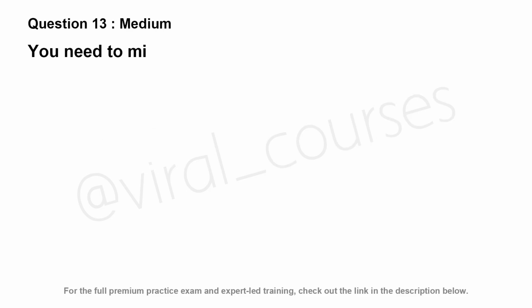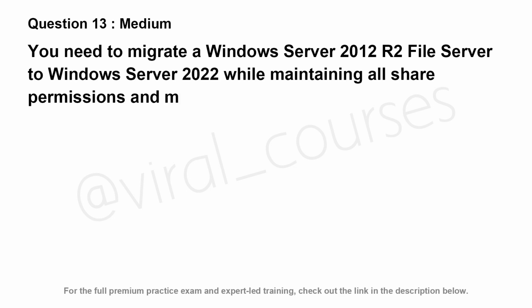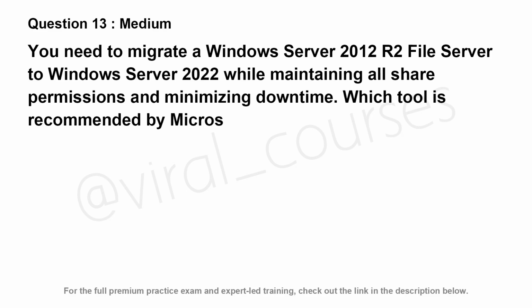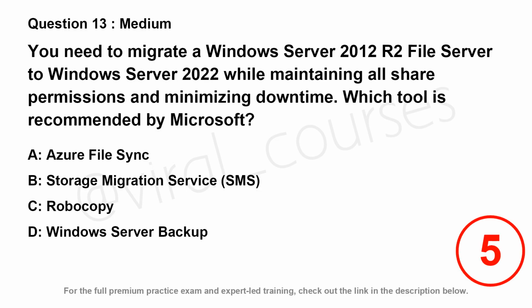You need to migrate a Windows Server 2012 R2 file server to Windows Server 2022 while maintaining all share permissions and minimizing downtime. Which tool is recommended by Microsoft? Option A, Azure File Sync. Option B, Storage Migration Service, SMS. Option C, Robocopy. Option D, Windows Server Backup.